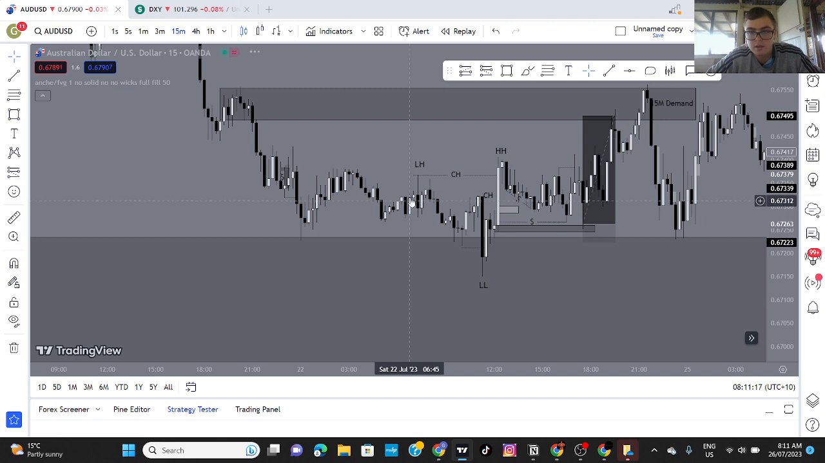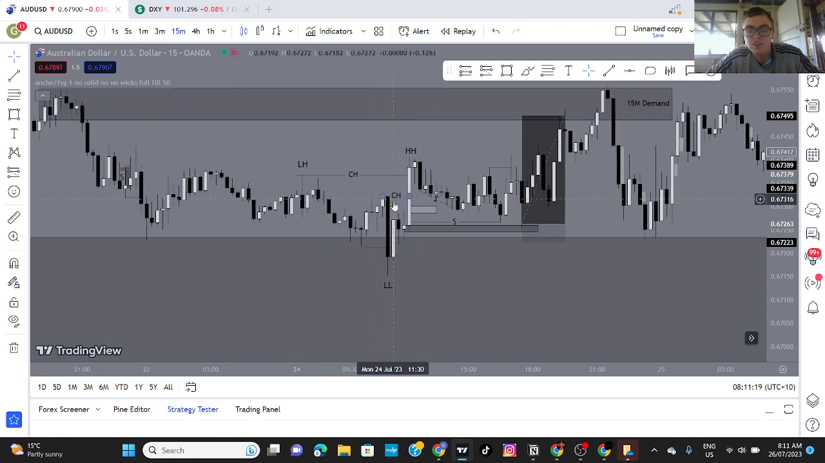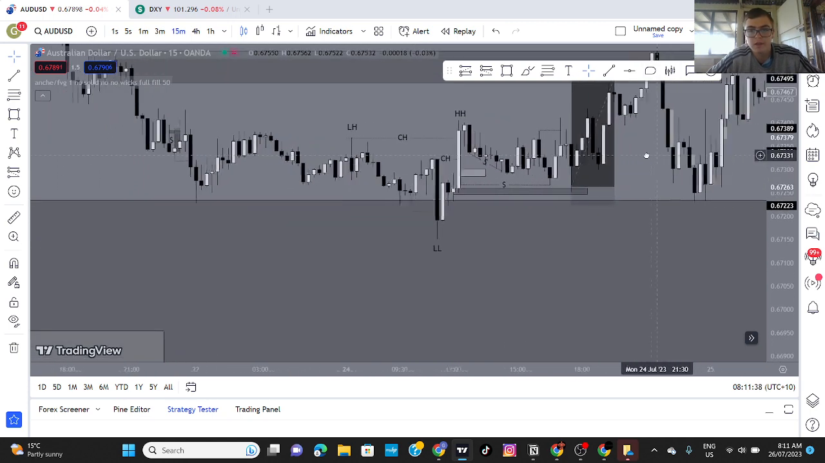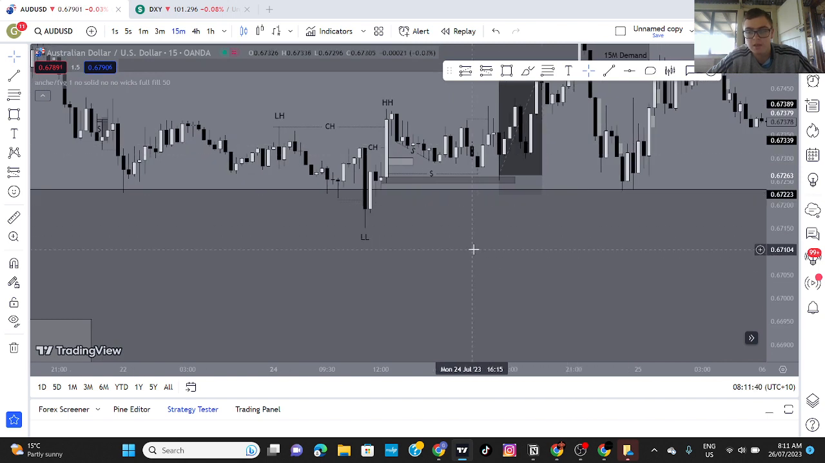So we had an internal change of character here. Here's a proper change of character, but here's the internal change of character. And then we can see there was a lower high, lower low, higher high, then a higher low. Trend reversal. Like in the other case, it would be higher low, higher high, then lower low.